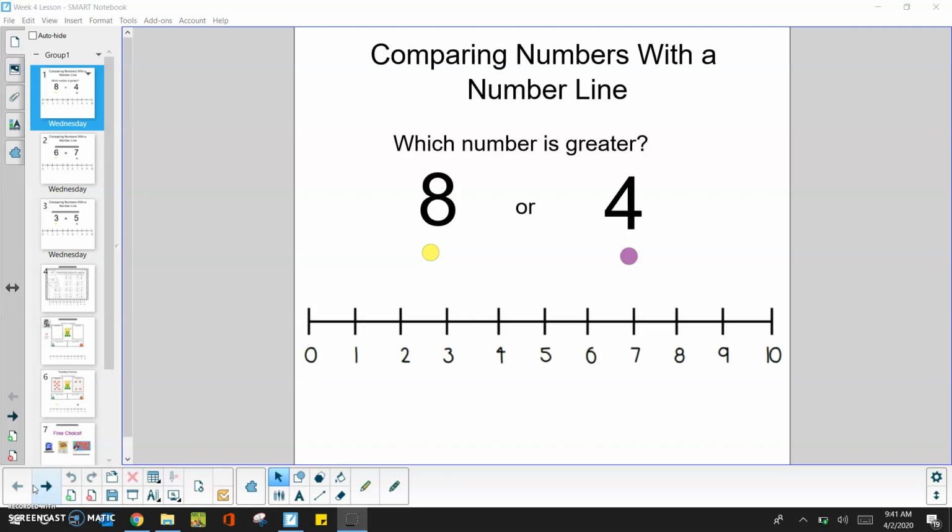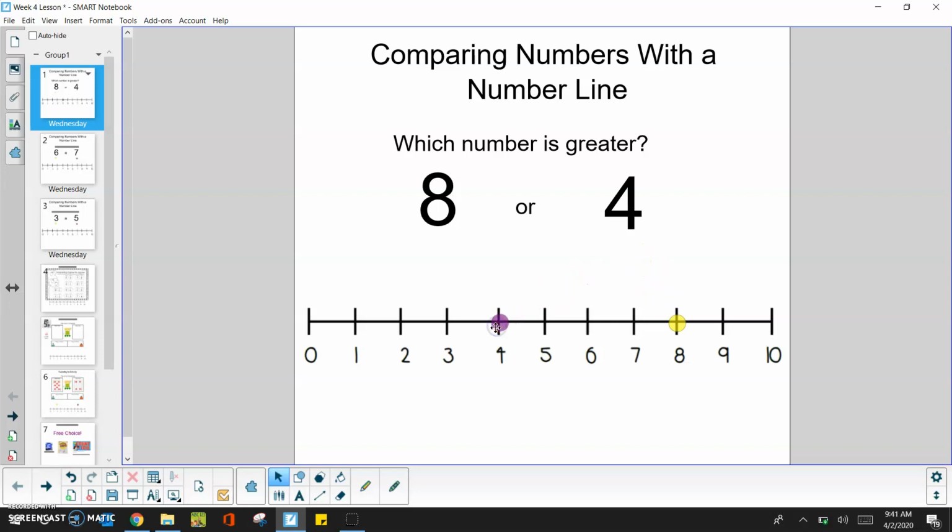So let's get started. Our first question is asking us, which number is greater, 8 or 4? And if you'll remember last week, we started using that number line. So we have our little dots under the 8 and 4 so that we can use those to put on our number line. When you're working at home, you can make your own number line on a piece of paper and use 2 coins or 2 pieces of pasta to help you mark where the numbers are. So let's put our 8 on the number line. We're going to use this yellow dot, and we're going to put it over here on the number line. And then let's move our 4 to the number line.